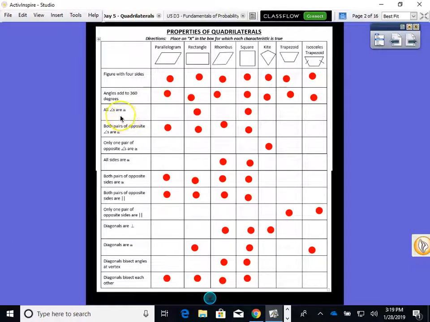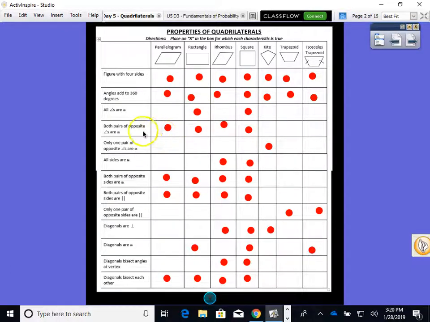Now, all angles that are congruent, so that means all the angles are equal. For a parallelogram, that's not the case. It's the opposite angles that are equal to each other. For a rectangle, yes, they are all 90 degrees. Rhombus, it's not the case. Square, they have all 90-degree angles. And those are the only two that have all the angles being equal. Since there is 360 degrees for the whole quadrilateral, if all the angles are equal, then 360 divided by 4 would give me 90. So it should just be these two that have 90 degrees for each angle.